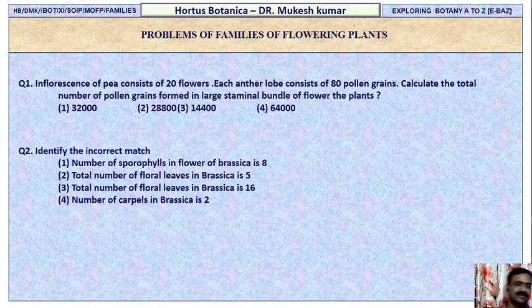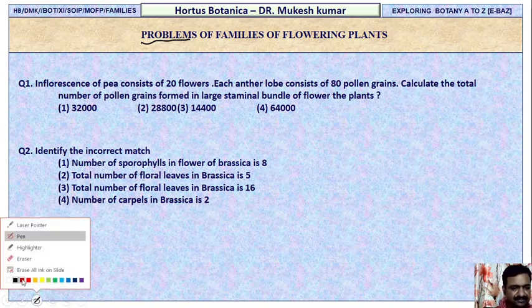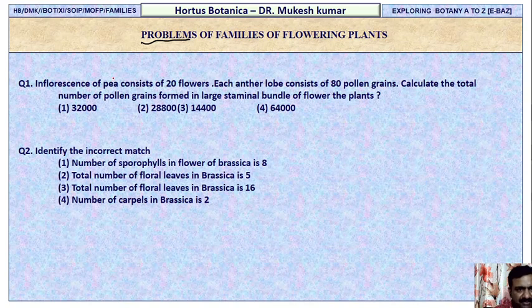Now, my child, let's discuss some very interesting questions. Problems for the family. We have to discuss this one, flowering plants. See, a very important question. The first question is talking about the inflorescence of pea flowers. So in pea, what do we have? Remember A 9 under bracket plus 1. How many flowers do we have?